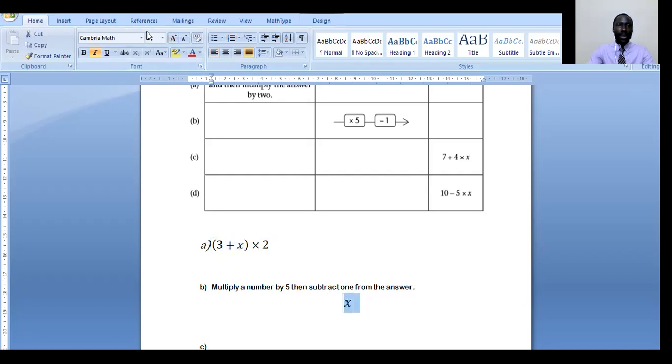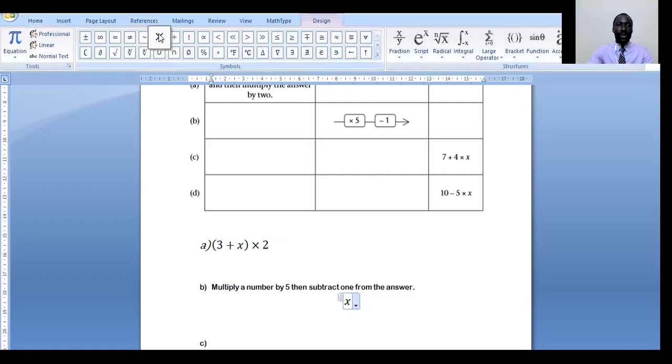Let's reduce this to 18. Yes, this number, which is x, has got to be multiplied with 5. So we have x times 5. Then onto this, we have to add... rather, we subtract 1. We subtract 1 from it.